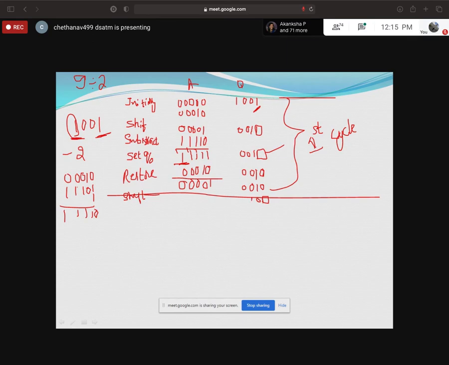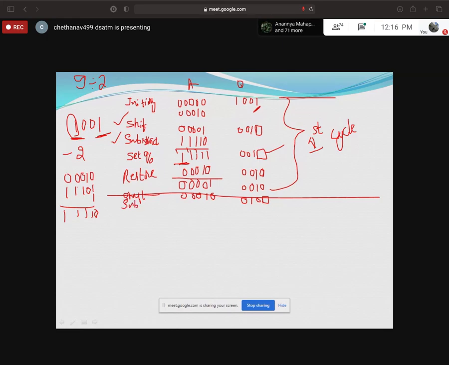0, 1, 0, 0, 1, 0, 0, 0. Okay. After shifting, next thing is subtract. Same thing I'm repeating here. After shift, subtract. Can you give me the answer?